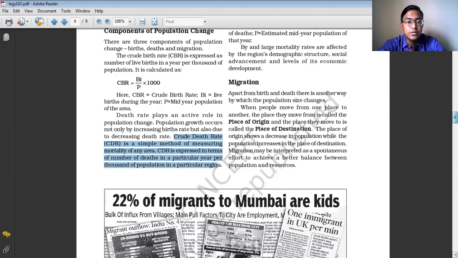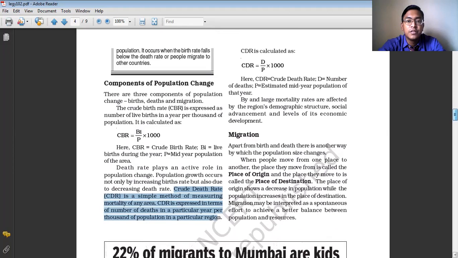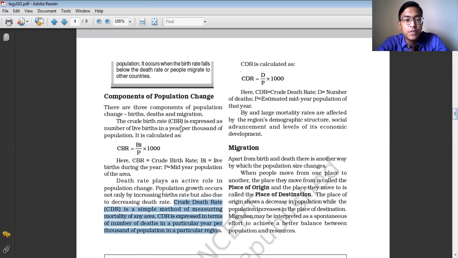So the crude death rate is expressed for a particular year as the number of deaths for every 1000 people. The same formula will be used here in case of crude death rate. The only difference is that instead of BI, we will write D, and D refers to the number of deaths. So crude birth rate and crude death rate are two components of population change.